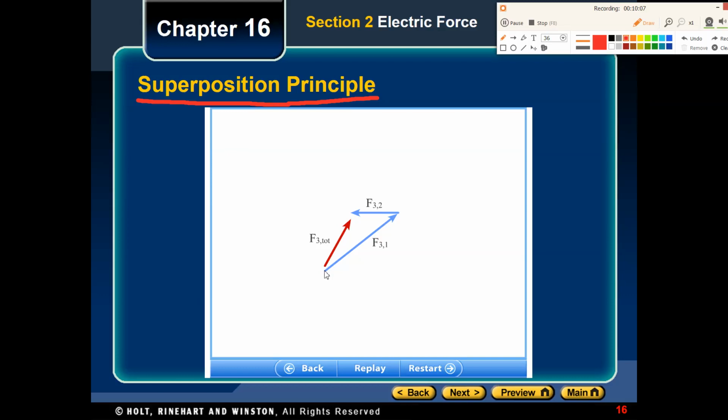Basically, you can solve it graphically. Remember, we talked about force 1 from tail to head, and another one tail to head. So overall, it is the tail of the first force to the head of the second force. This is the resultant of the electric forces.